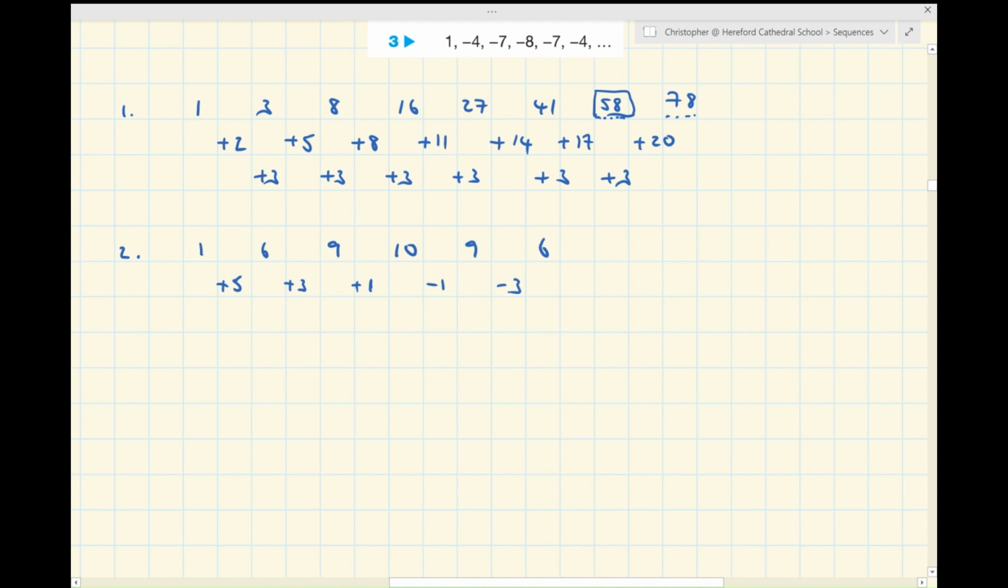Okay, well, let's find the difference between the differences. So 5 to -3, I've taken away 2. 3 to 1, take away 2.